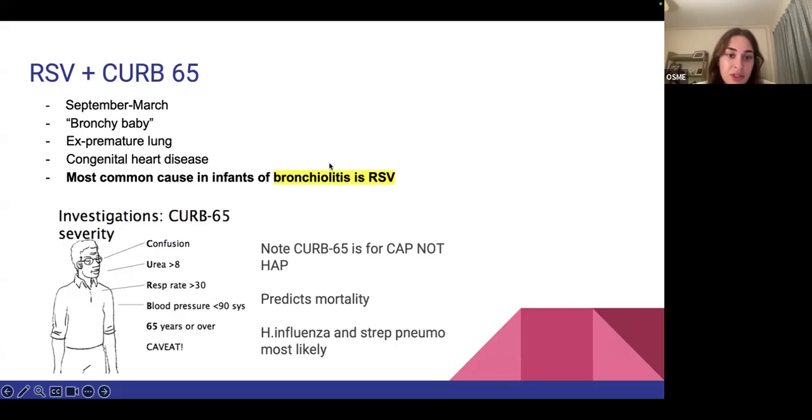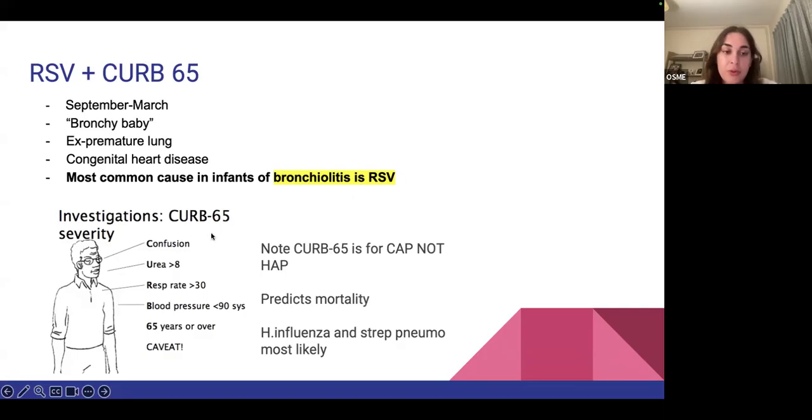Okay, so RSV. The thing to remember is if it's a child with bronchiolitis, it's always RSV for the purpose of lab med. You don't really need to remember much else. They might mention something along the lines of the kid was born in September, March time, and they might have congenital heart disease as well. But those things might not be mentioned, but if it's bronchiolitis, it's RSV.